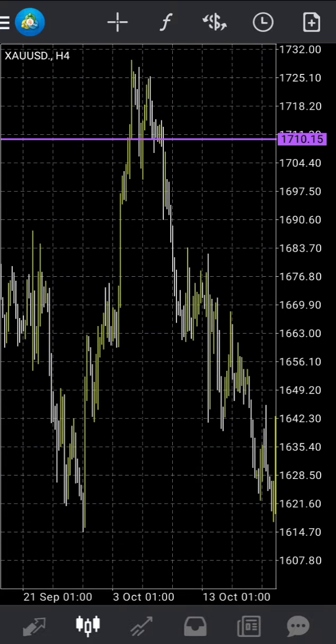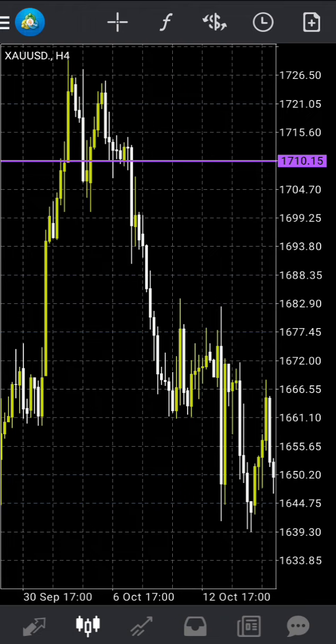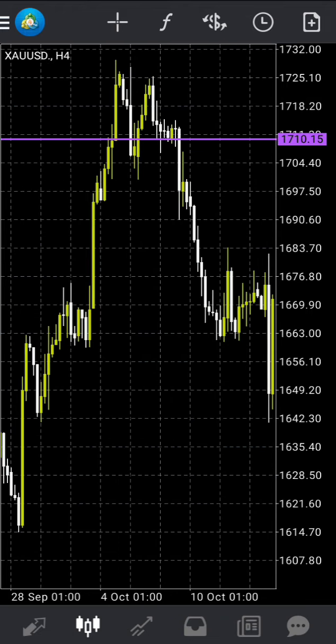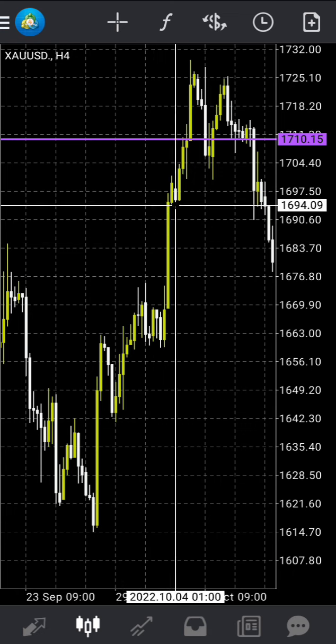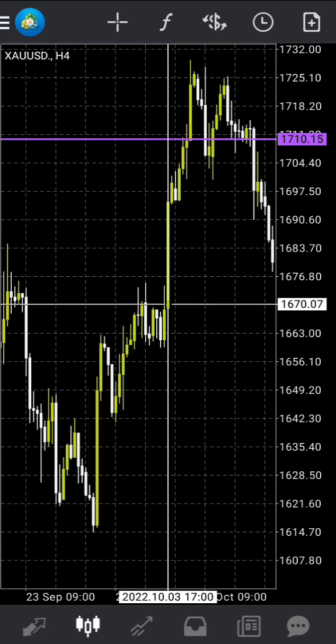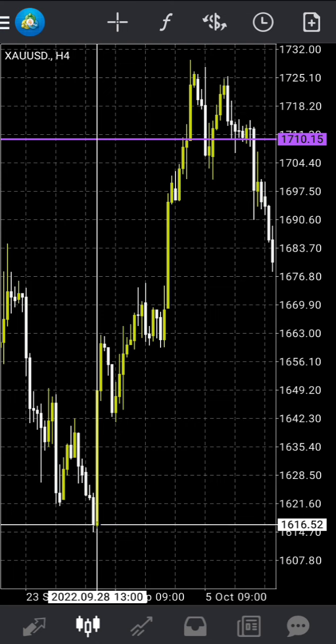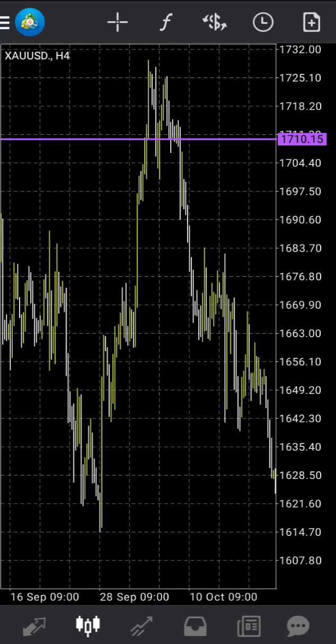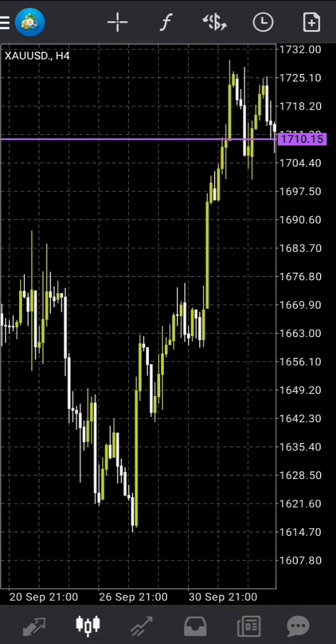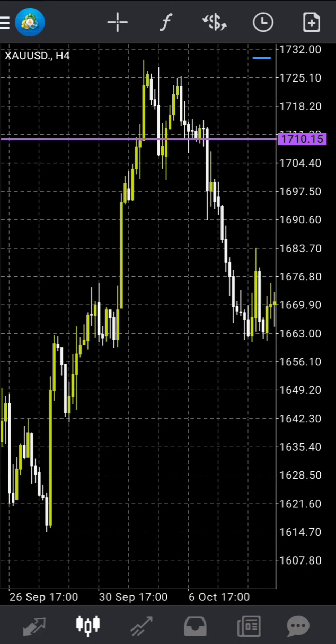Then you can try to find another example here. Okay, let's say this one. This is a big candle, correct? It's followed by a candle above and a candle below. This candle cannot be used because there is no candle below it. If you want to mark it, it's okay, but the power is not that strong. You can mark something like this.